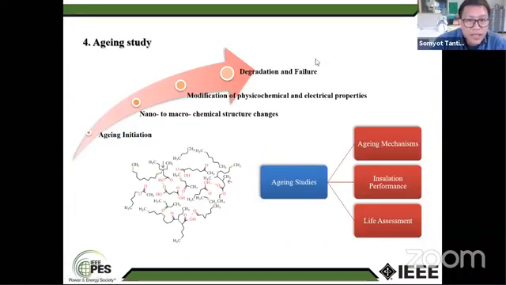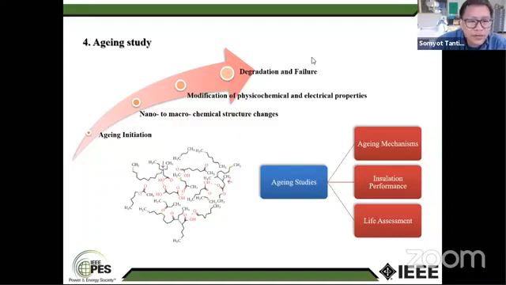For the aging study, there are three topics that we should know about: the aging mechanism, insulation performance, and life assessment.